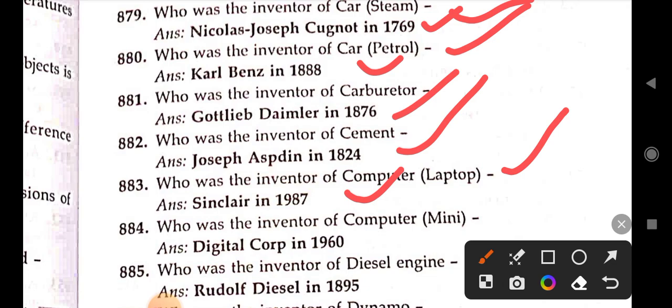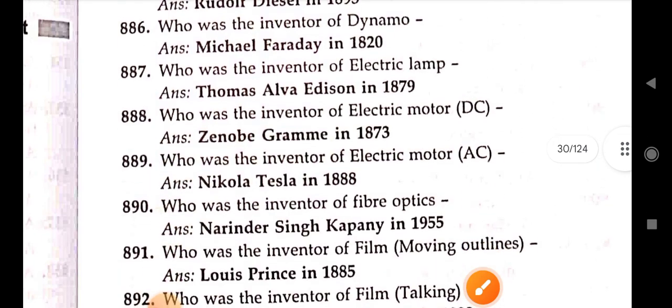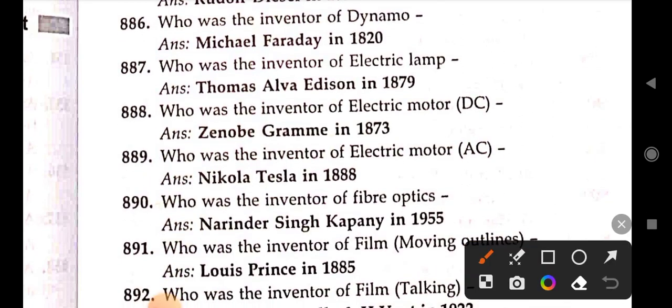Mini computer, Digital Corp in 1916. Who was the inventor of diesel engine? Rudolf Diesel in 1895. Next, who was the inventor of dynamo? Michael Faraday 1820. Who was the inventor of electric lamp? Thomas Alva Edison in 1879.